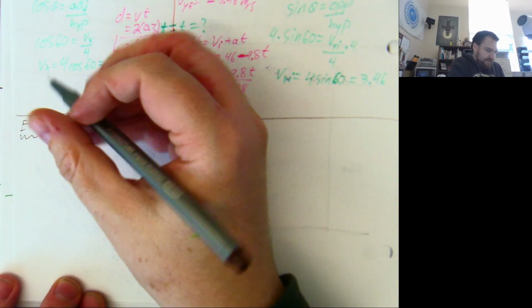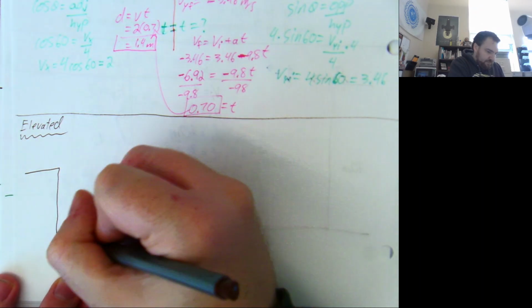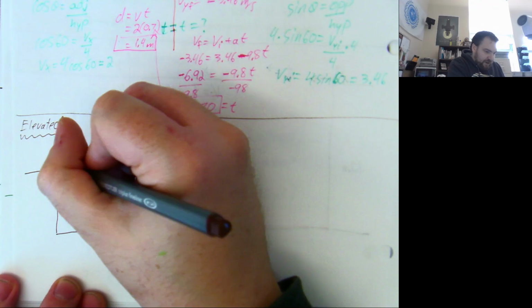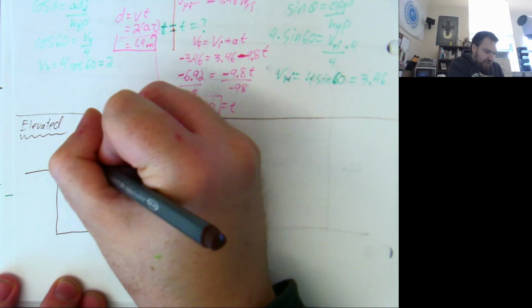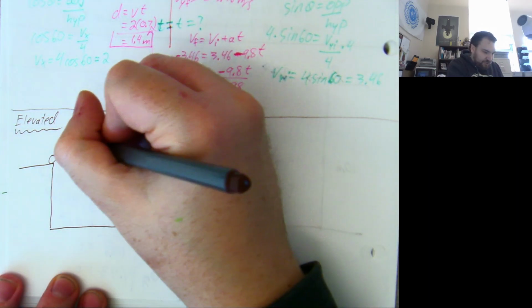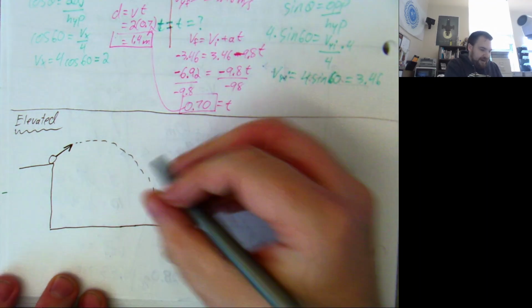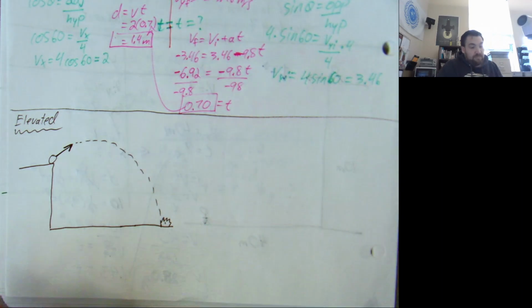So from some height, we've got an object launched, angled. It's going to travel. It's going to impact. Now, insert your scenario here.